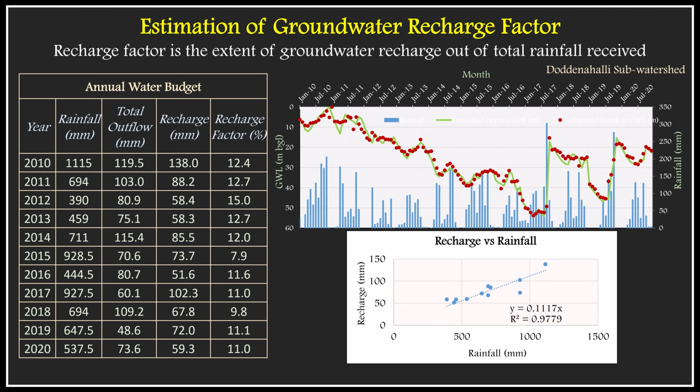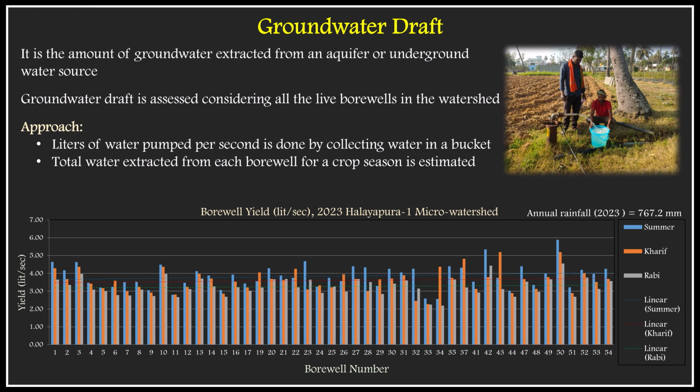The table and the graph depict the recharge factor, and as can be seen, the recharge factor varies from 7.9 to 15% from 2015 to 2012. Groundwater draft is the amount of water extracted from the borewell, and extraction of water in the existing borewell is depicted in the graph.